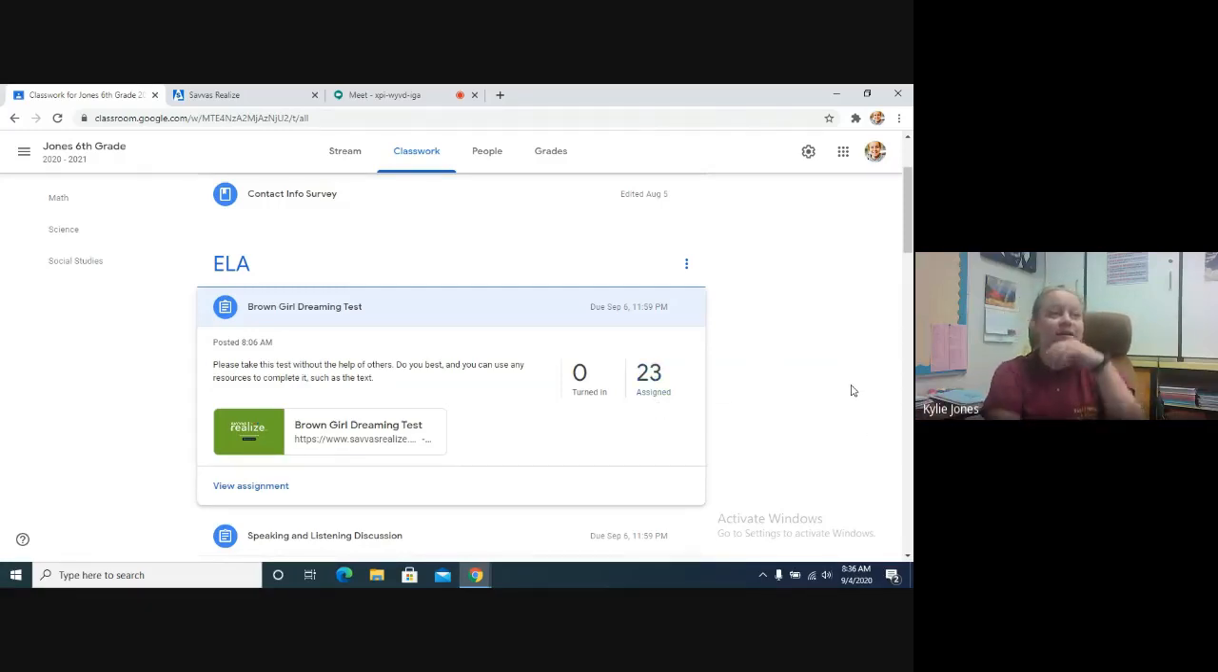So I obviously can't force it, but I would very much like it if you did this on your own without the help of anybody at home, just so I can see how you guys did overall on the Brown Girl Dreaming units, like this section of the units. We spent a solid 3 weeks on it and talked a lot about it.